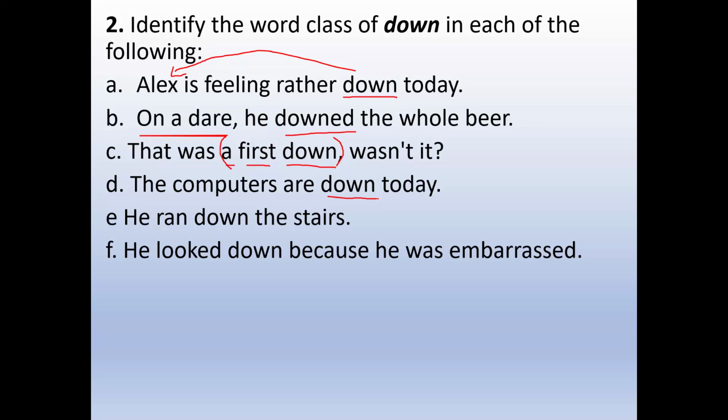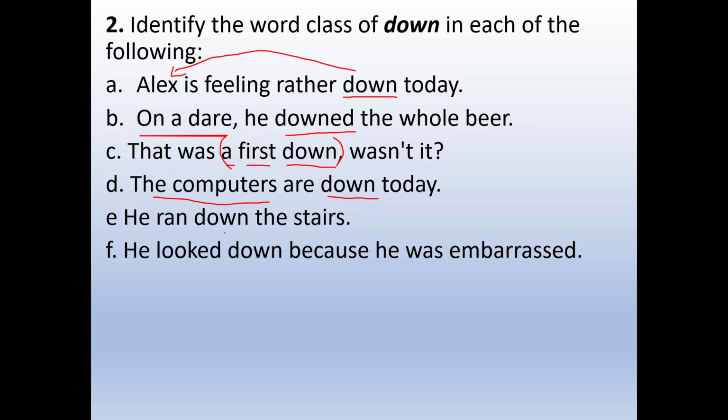Verb. Do you find any action behind the word down then? Do you think down is used as an action verb? No, madam. Then what is the word class? Adjective. Yes. Down here refers to the computers. Right? So it is an adjective, has the adjectival function.